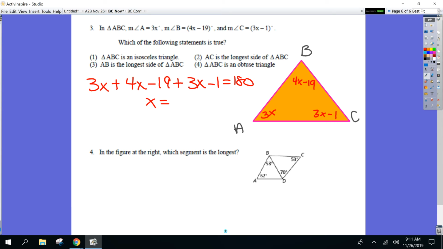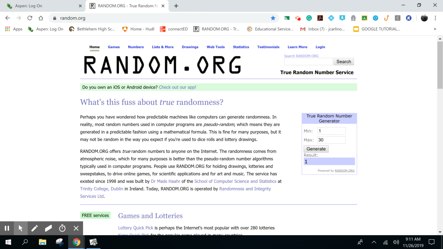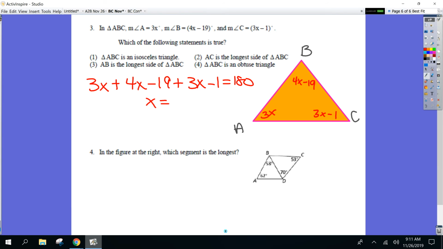If you're not done yet, take your time. No rush. Find the value of x. 7 when you're ready. 20, yep. All right, let's go back. Plug it in now. Go back to your triangle. Plug in x equals 20 so you can tell me the degree measures.